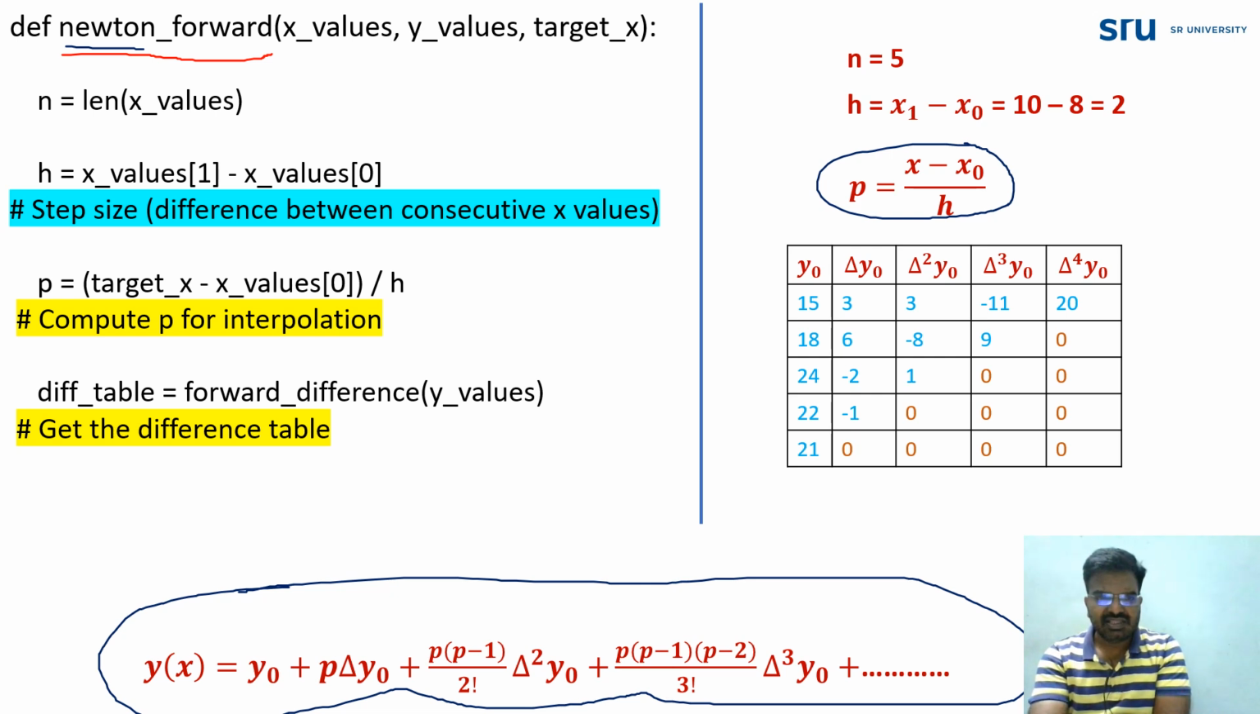You can see in this definition, I am using three variables. One is x values and second one is y values. Third one is target x. Target x means at what x we need y.